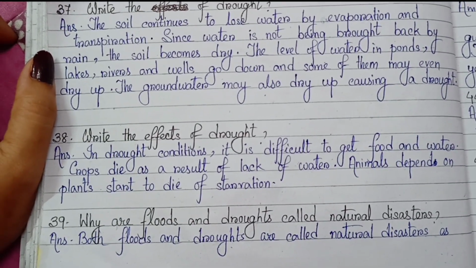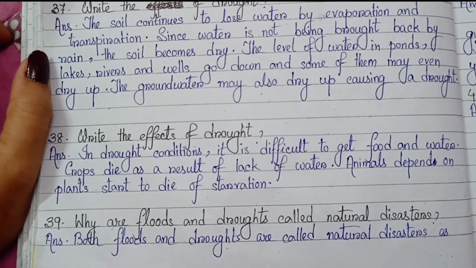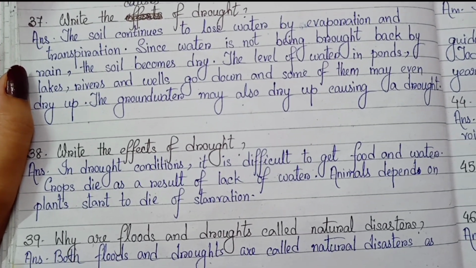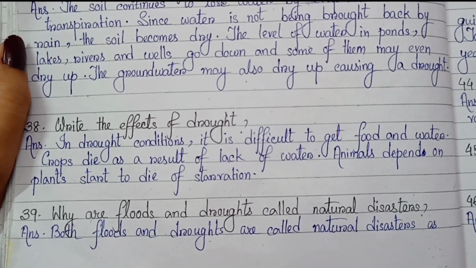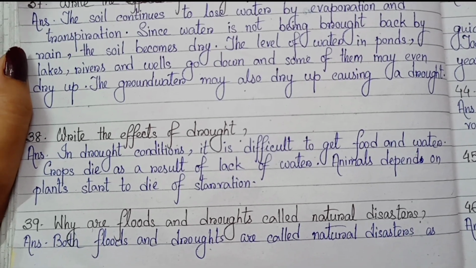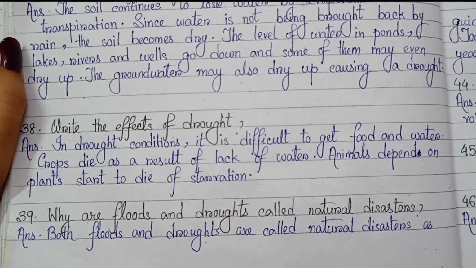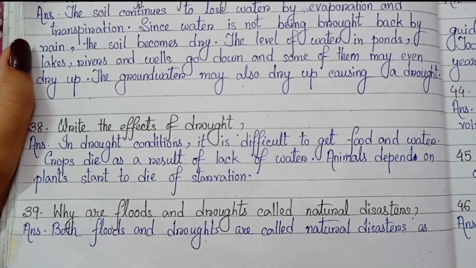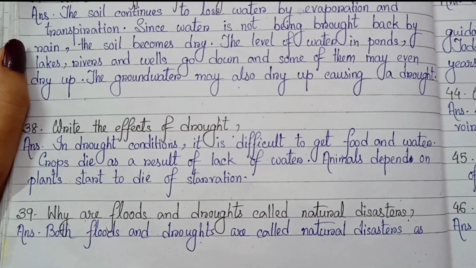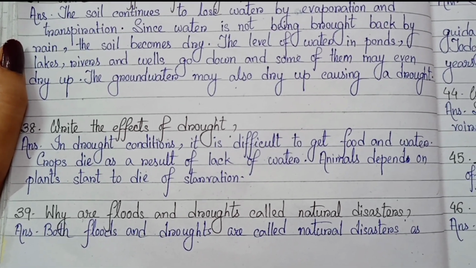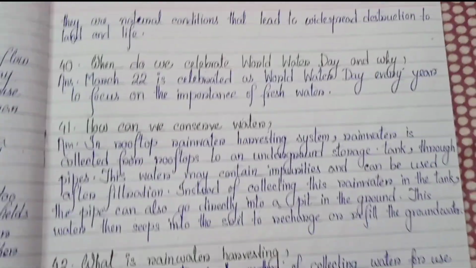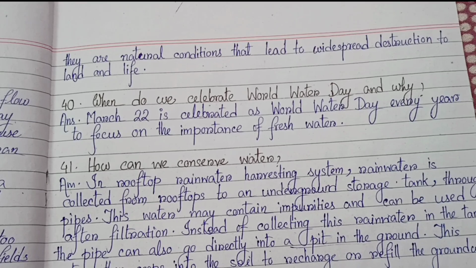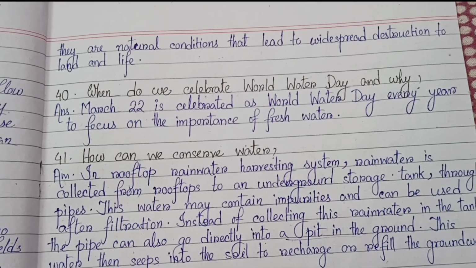38, write the effect of drought. In drought conditions, it is very difficult to get food and water. Crops die as a result of lack of water. Animals that depend on plants die of starvation. 39, why are floods and droughts called natural disasters? Both floods and droughts are called natural disasters as they are natural conditions that lead to widespread destruction to land and life.